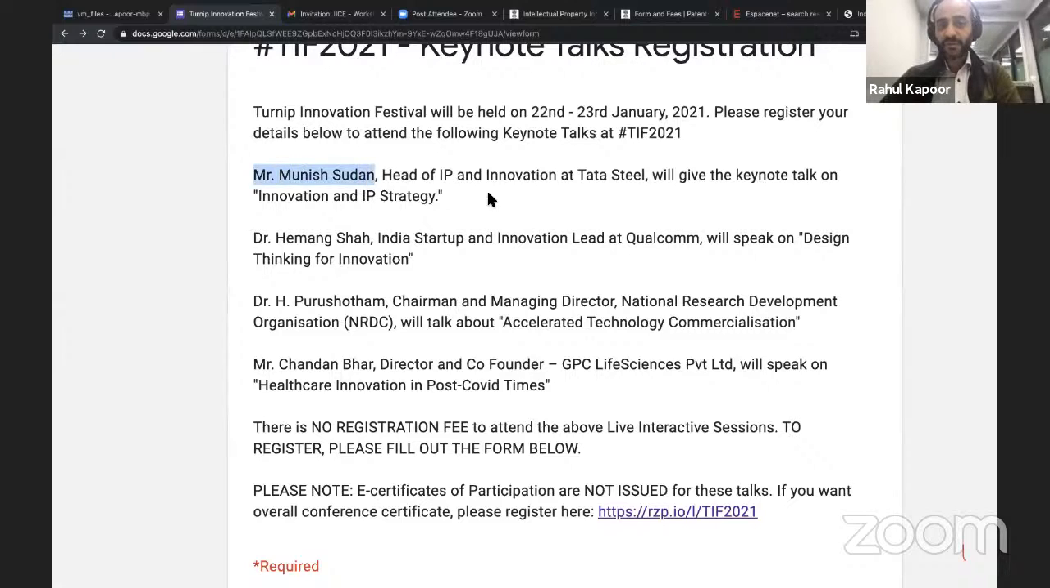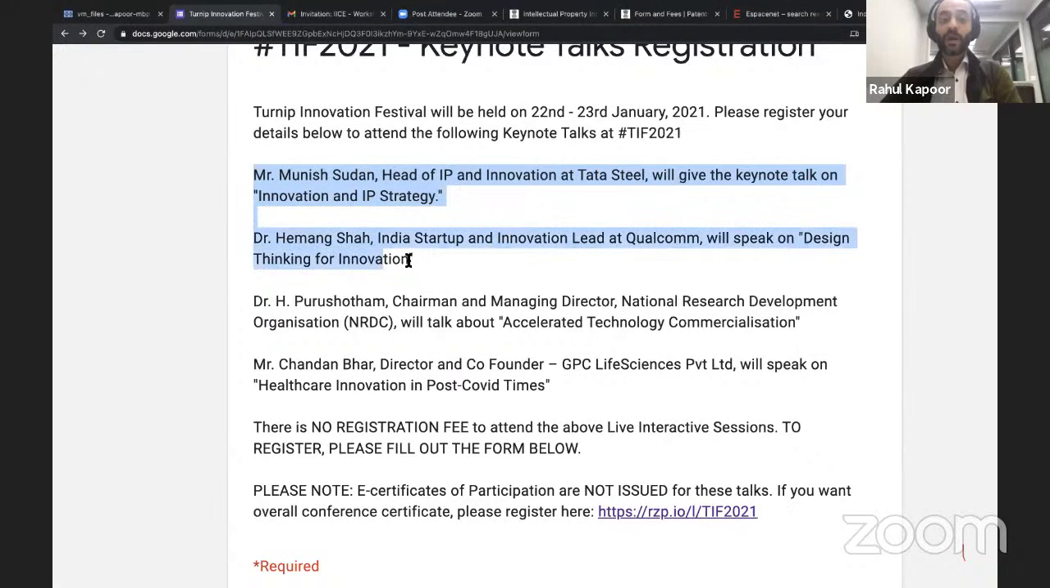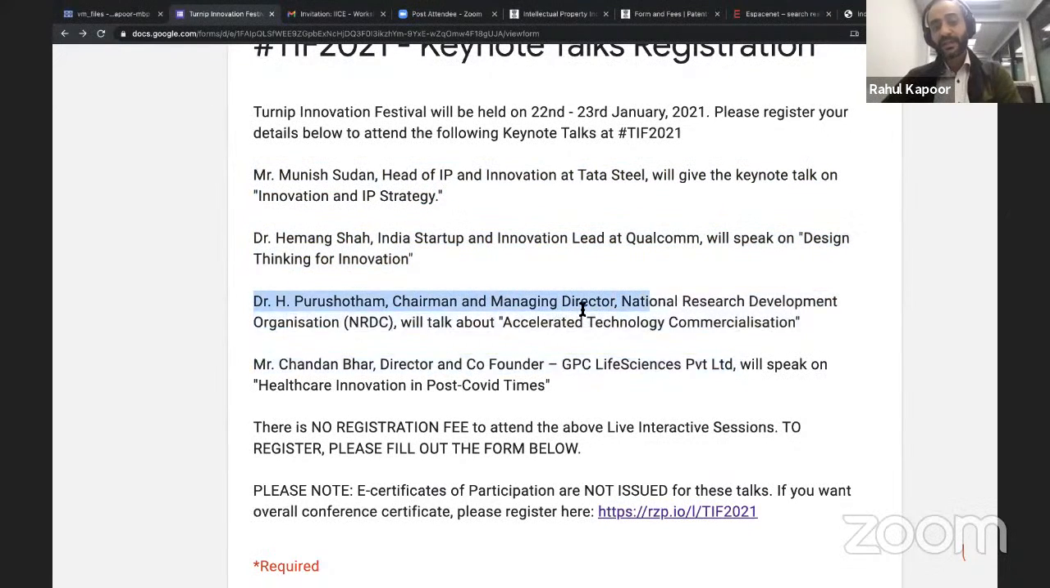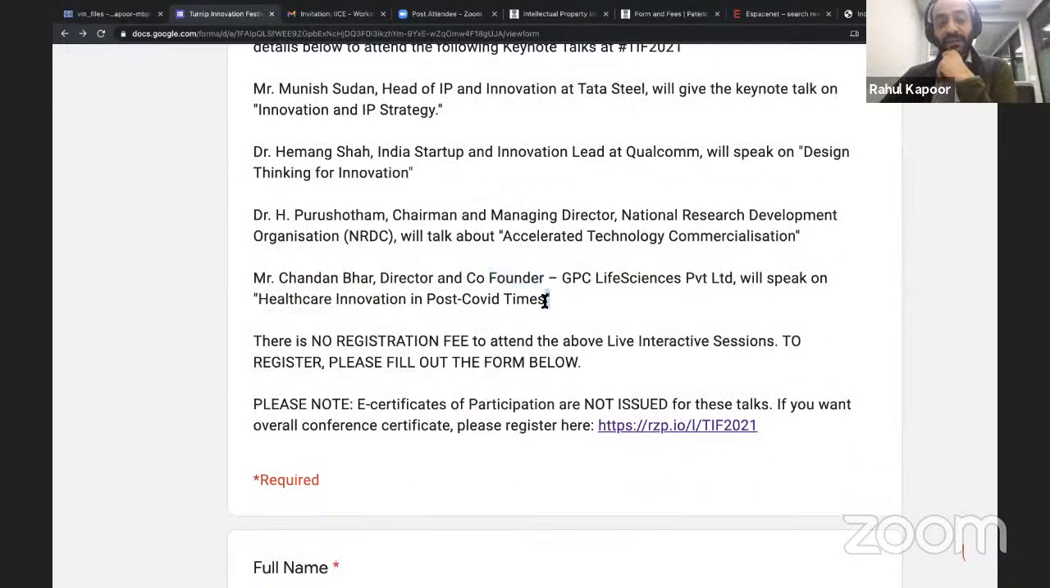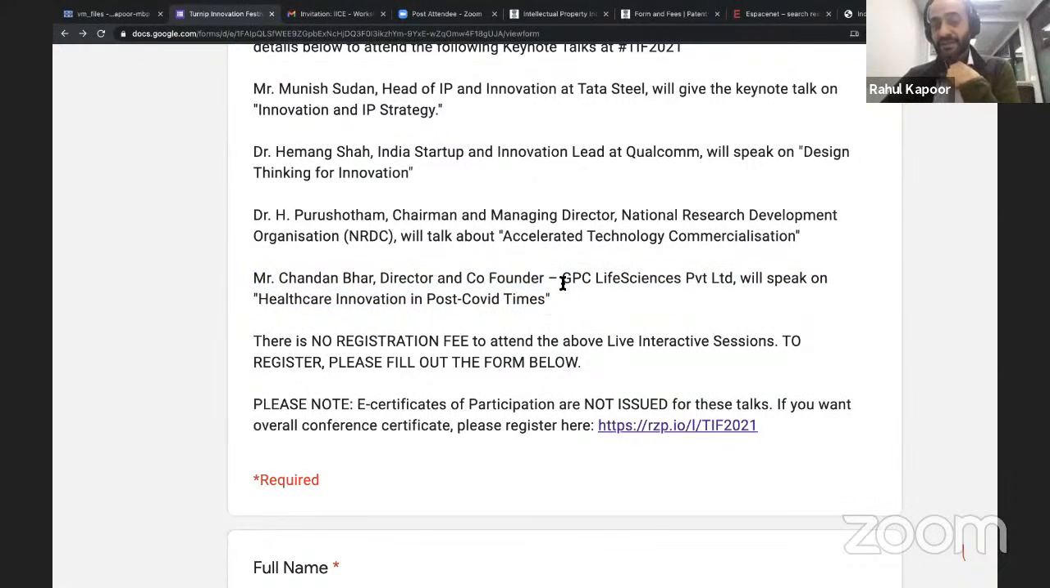Munish Sudan, who is the head of IP, intellectual property, from Tata Steel, is going to be a keynote speaker. We have the head of Qualcomm IP, Dr. Hemang Shah, who is speaking on design thinking. We have Dr. Purushottam sir, who is chairman and managing director of NRDC; he has already been on our platform, and his speech will be invaluable for technology commercialization, funding startups, and so on. And Dr. Chandan Bhar has 24 years in pharma R&D, so he's a patent strategist, and he will speak on healthcare innovation in post-COVID times. So there's no registration fee for these 4 talks.